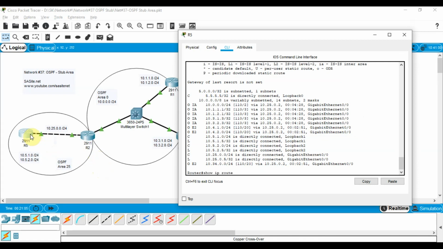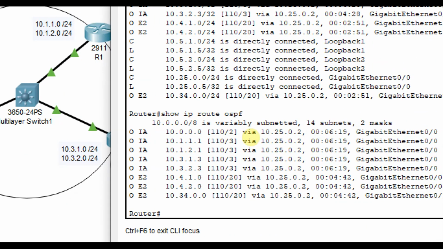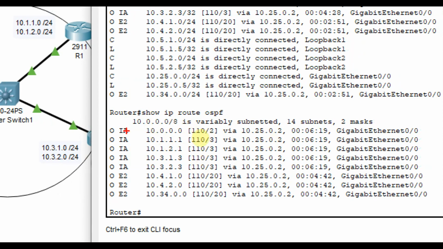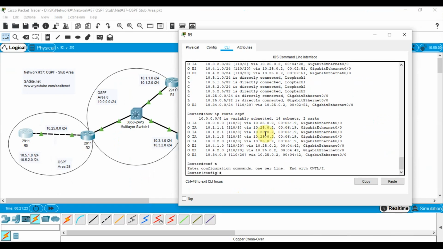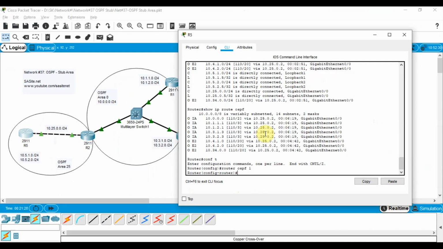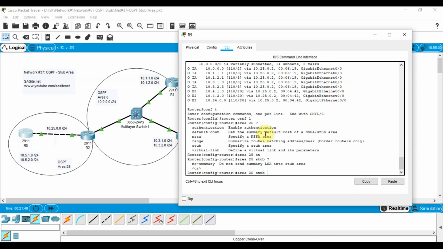Show IP routes, OSPF, focus on OSPF only. Let's take a closer look from R5's perspective. That's nice. We can see clearly only OSPF, and here it clearly shows that the only exit point is R2 from R5's perspective. You go to global config, go to router OSPF process, and for area 25 from R5's perspective, you can use the question mark and see what we have. We have stub, and that's it.